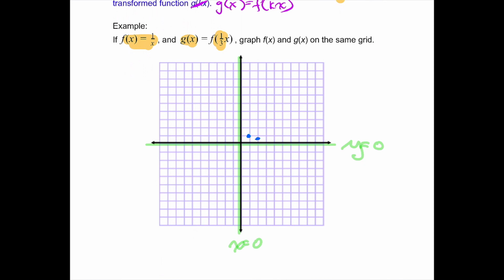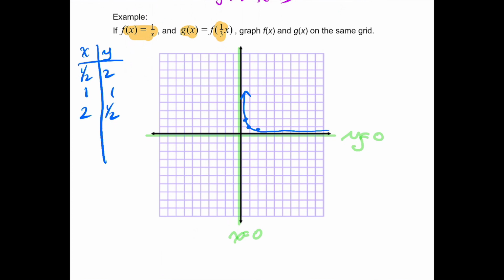And then a half comma 2. I meant 2 comma a half for this one. So let's connect the dots. And so that's what our parent looks like. Okay, and I'm actually going to write down those points, x and y. So we had a half and 2, 1 and 1, 2 and a half. Then graphing on the other side, we get -1, -2, and -1/2.